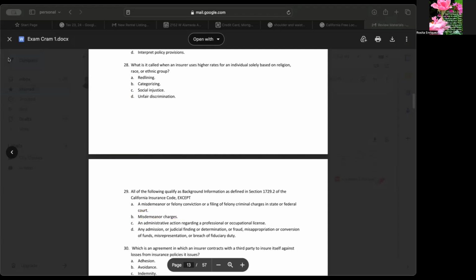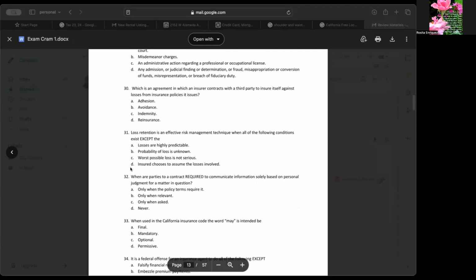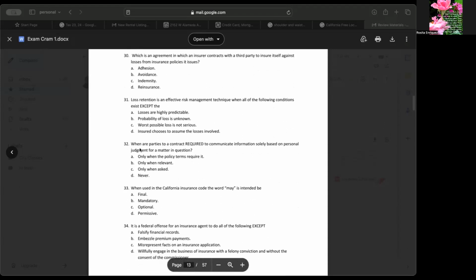Let's go to number 30, which is an agreement in which an insurer contracts with a third party to insure itself against losses from insurance policies it issues. What is the answer? The answer is reinsurance. When an insurer contracts with a third party to insure itself against losses from insurance policies it issues.